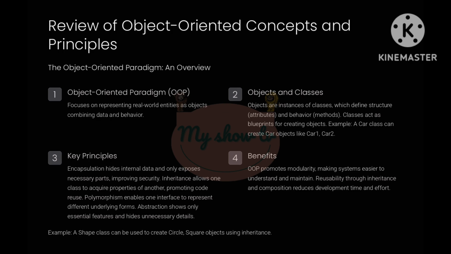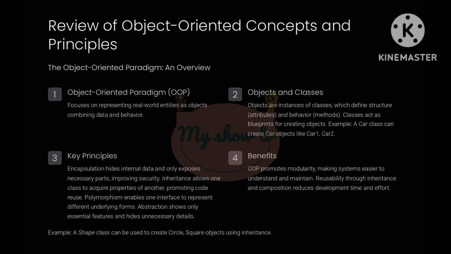Objects are always created from classes, and a class defines what data an object holds and what operations it can perform. For example, if we have a car class, we can create multiple cars like car 1, car 2. A key concept is encapsulation, which means hiding the internal details of an object and exposing only what's necessary. This protects data from accidental modification.